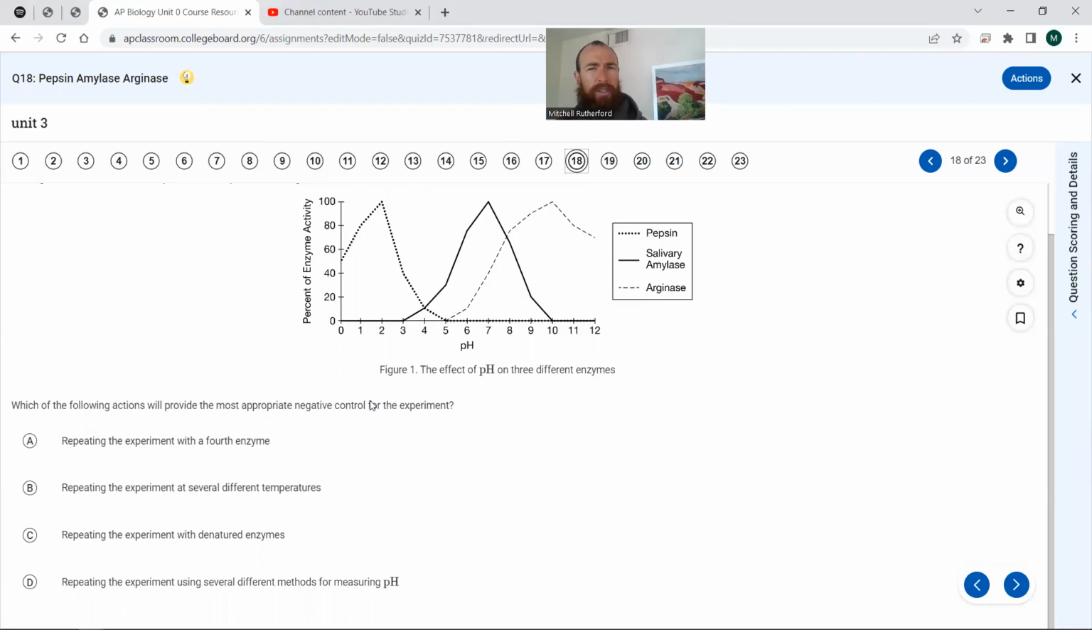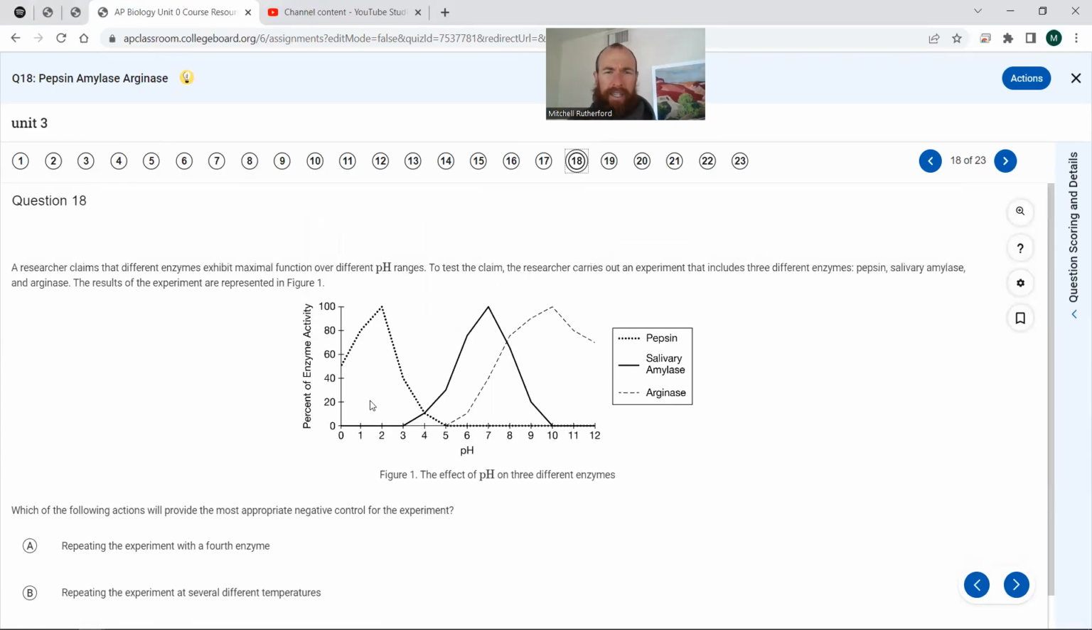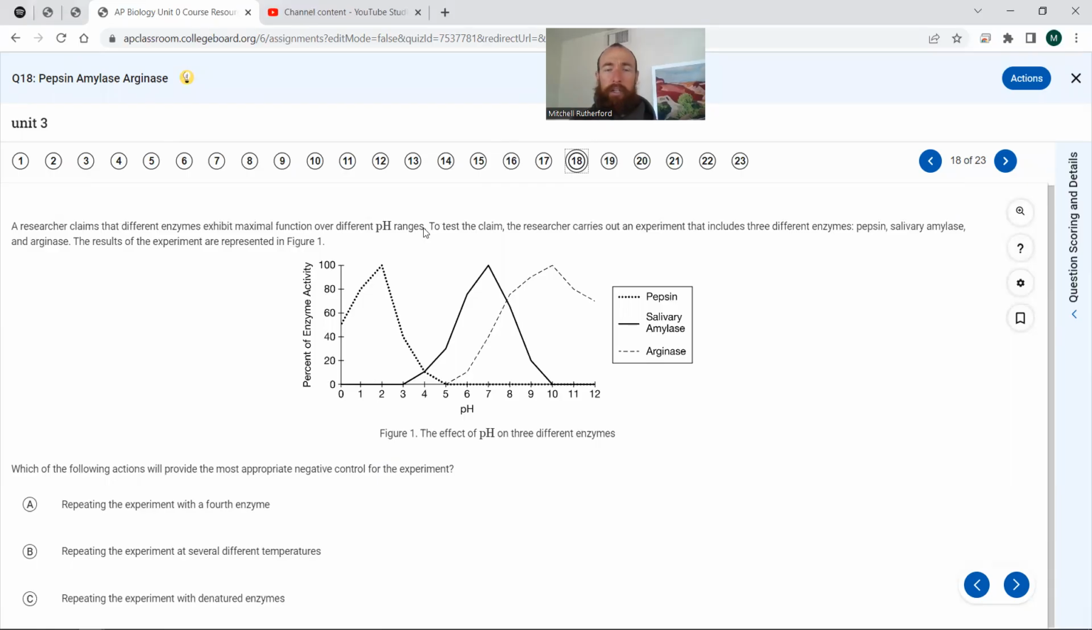We kind of know what a control is. With our last one, we were going to try different enzymes, and then we're also going to try just plain water. Then a negative control, something along those lines. So we've got to see the setup here. Different pH ranges. I don't have to read anything else. Because pH jumped out at me because it's bold, that's the independent variable. Okay. So we want to see that different enzymes exhibit different maximal functions. So the dependent variable is their enzyme activity.